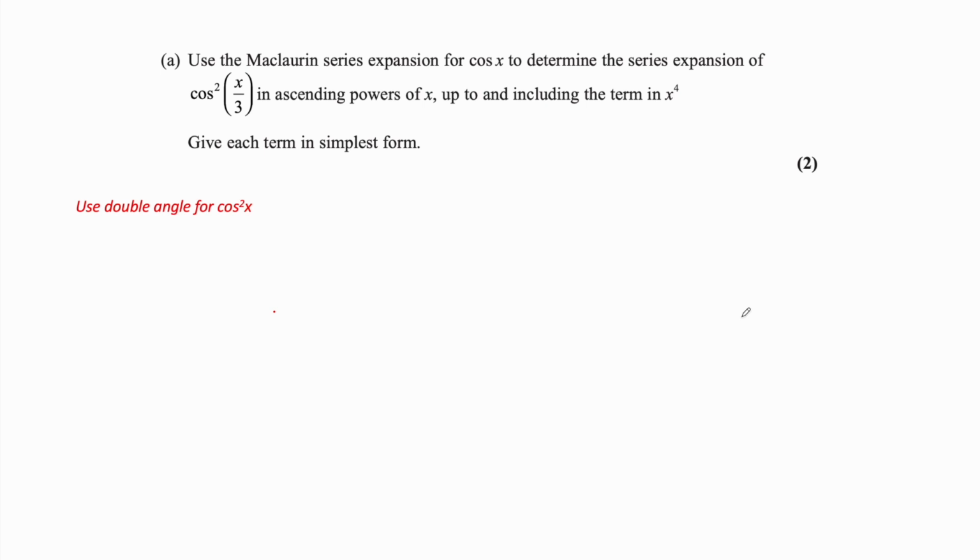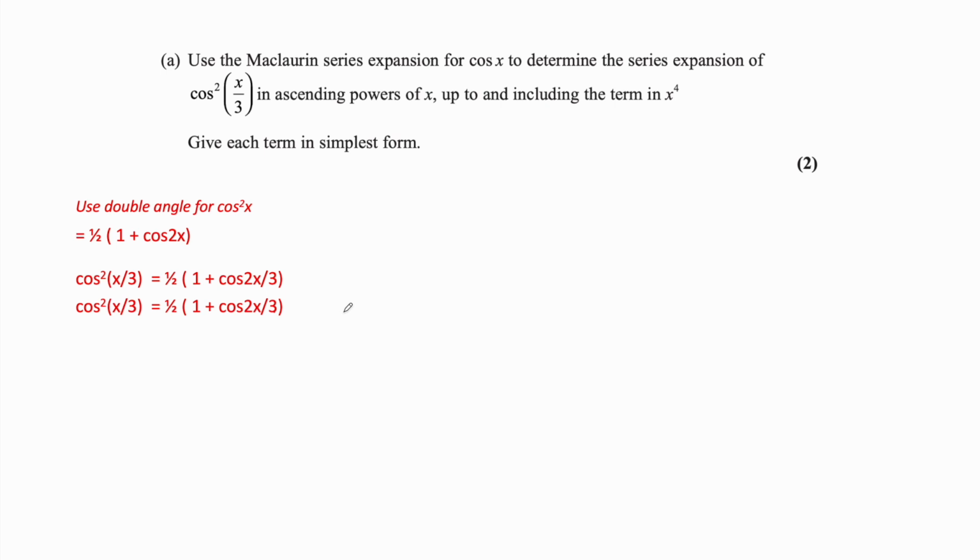Okay, so we need to use the double angle formula for cos squared x because we don't want to be dealing with cos squared x, we just want cos x on its own. And this will give half bracket 1 plus cos 2x, so now we're just dealing with cos 2x. And we put this x over 3 into this formula where the x is, and we get half bracket 1 plus cos 2x over 3.